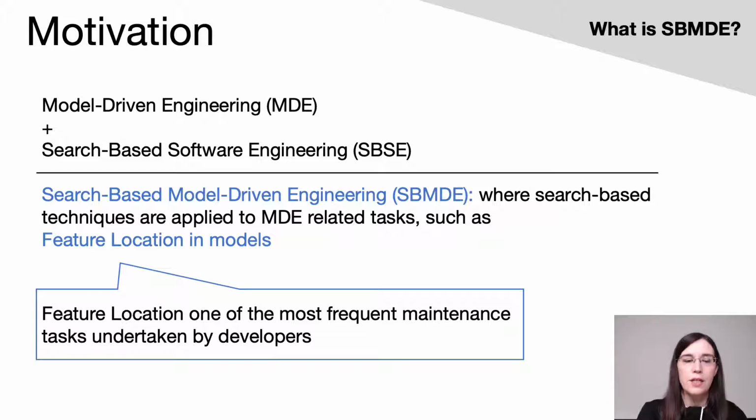Feature location is one of the most frequent maintenance tasks undertaken by developers, where it is essential that developers find the elements of the system features. The term feature refers to a specific functionality or characteristic of a product. The goal of feature location in models is to identify the model fragment that is associated with that specific functionality.